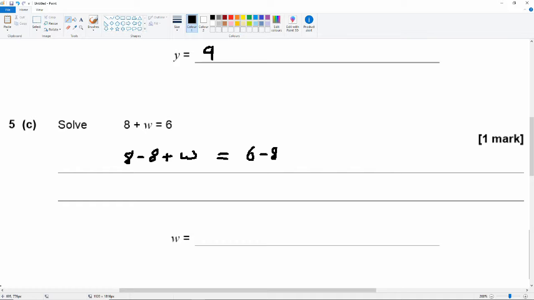So 8 minus 8 is 0, and 0 plus anything is itself. So that's just w is equal to, I've got 6 and I'm taking 8 away from 6. Well, I've only got 6, so I'm left owing 2. So I've got 2 less than 0. So w is equal to negative 2.